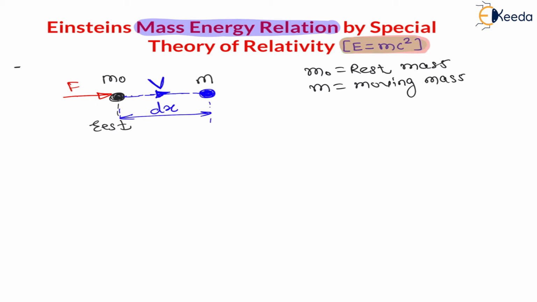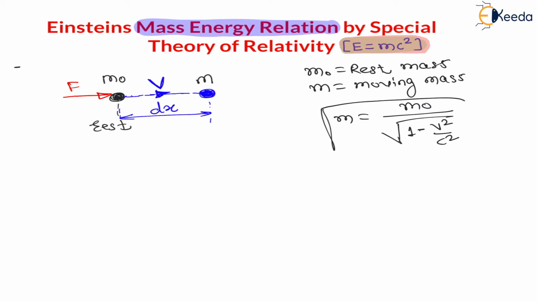And my dear students, we have a relation between this m and m naught. This m is the moving mass. Whenever the object is moving, the mass of the object is the rest mass divided by the square root of 1 minus v square divided by c square. This relation we have already seen in the special theory of relativity. You can go back and watch my lecture to find this moving mass in terms of rest mass.